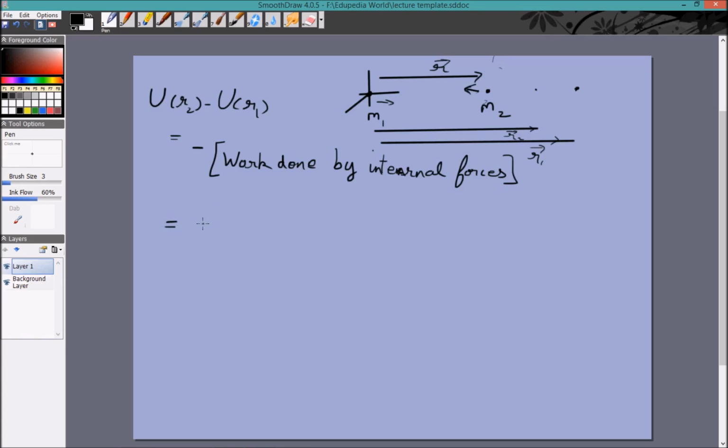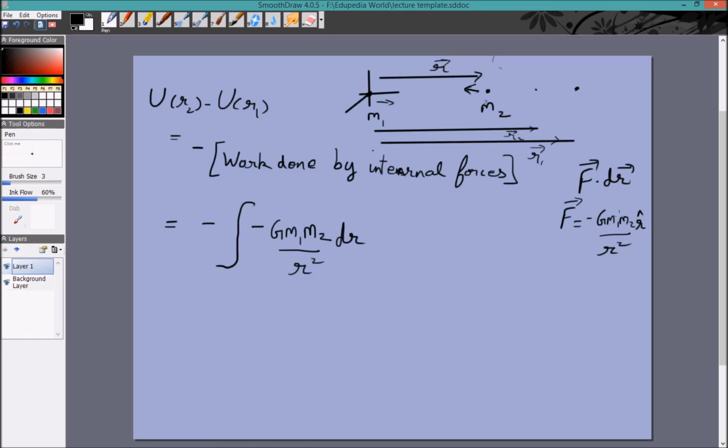It will be the negative of the integral of, now the work done by the gravitational force will be F dot dr. What is F? The gravitational force on M2. It is minus g m1 m2 by r squared r hat, right? So that is towards the left. So if we talk about F dot dr, then r hat and dr have the same direction, which is towards the right. So it will come out to be minus g m1 m2 by r square dr.